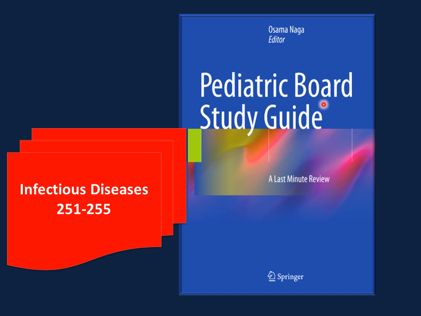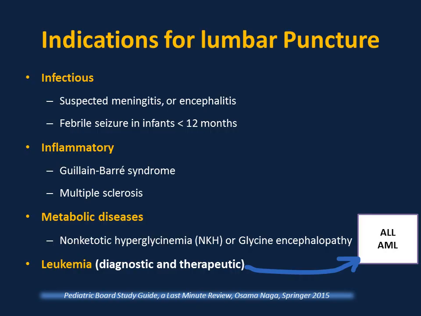You can follow with me the Pediatric Board Study Guide, Meningitis and Encephalitis in Infectious Diseases chapter, page 251 to page 255. Indications for lumbar puncture in general: suspected meningitis or encephalitis. This is the most common indication in pediatrics. Febrile seizure in infants less than 12 months. Strongly consider lumbar puncture in any infant less than 12 months presenting with febrile seizure.